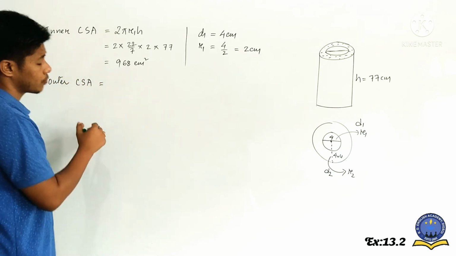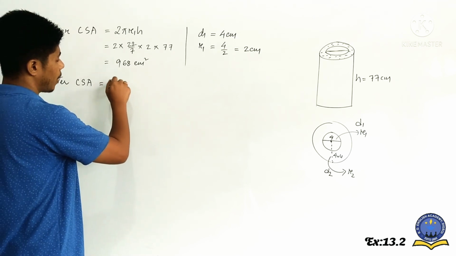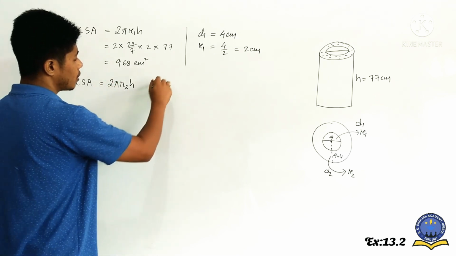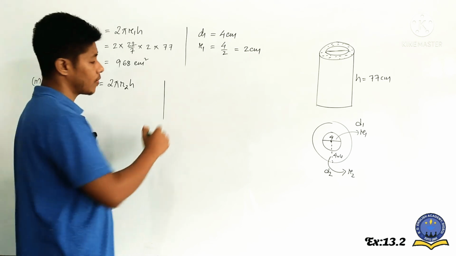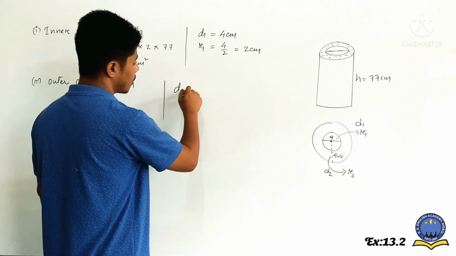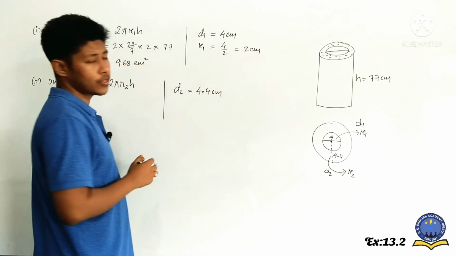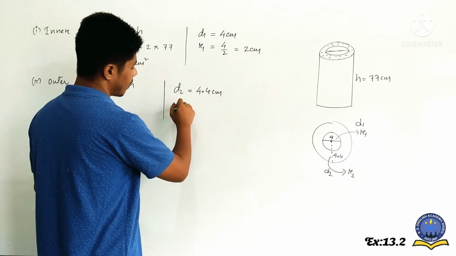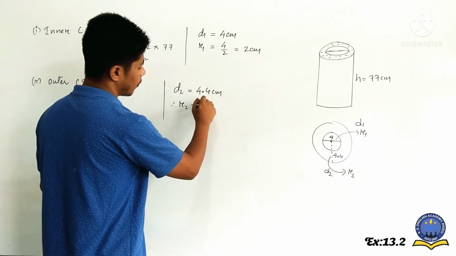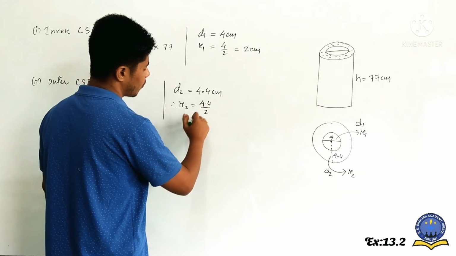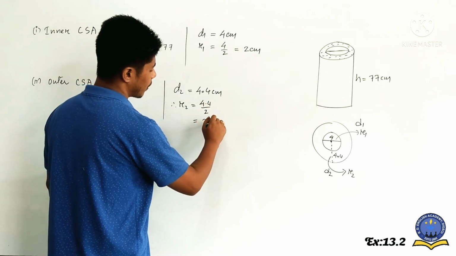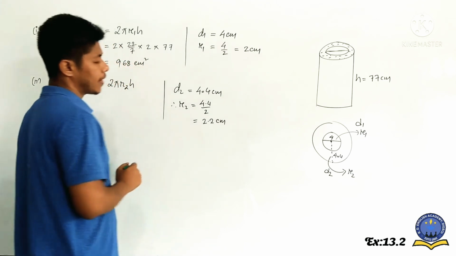So in this case, we write down the formula 2 pi r h. The diameter is given as how much? If we consider the diameter as d2, we write 4.4 centimeter, and therefore the radius, how much do we get? Half of this, so 4.4 divided by 2. Ultimately we get here 2.2 centimeter.